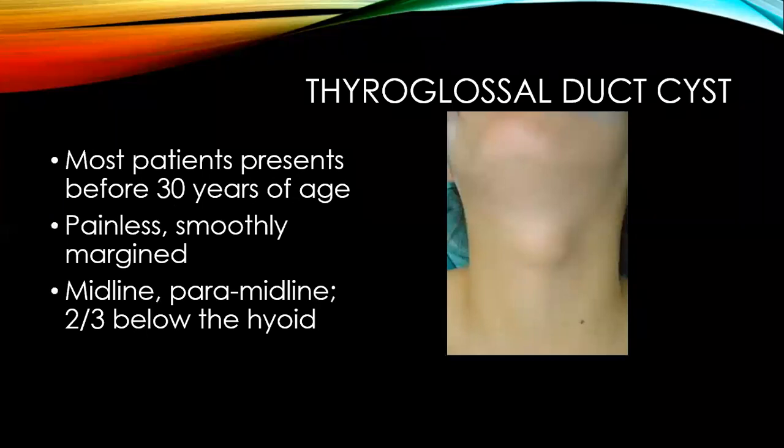Another cystic lesion which is seen in the neck is the thyroglossal duct cyst, and it is usually seen before the age of 30. It also presents as a painless, smoothly margined cyst, and it is midline. Our branchial cyst was lateral. It is midline or paramidline, and it is usually seen two thirds below the hyoid bone. So our hyoid bone is somewhere here. So this is our thyroglossal duct cyst.